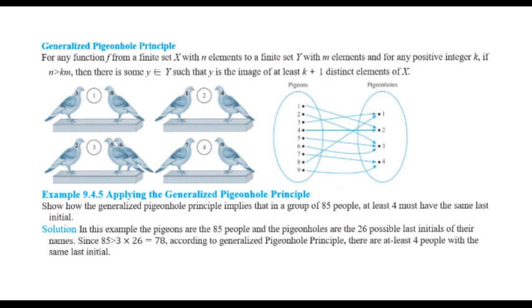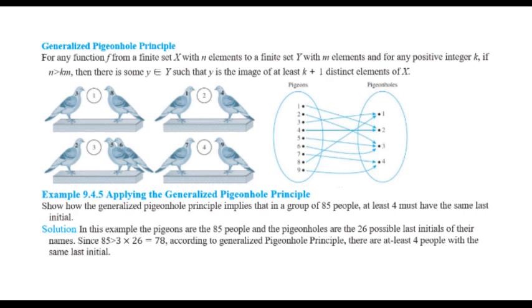Why? Because if k is equal to 1, then if n is greater than m here, then there are at least 1 plus 1, which is 2 distinct elements of X. So basically, we'll get the original pigeonhole principle by letting k equal to 1 in the generalized pigeonhole principle.